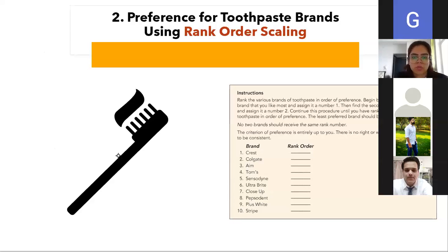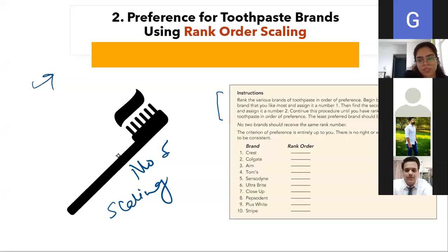So what we are doing here, we are asking for preference for toothpaste brands using rank order scaling. Read this instruction here: rank the various brands of toothpaste in order of preference. Begin by picking out the one brand that you like most and assign it a number 1. Then find the second most preferred brand and assign it a number 2. And continue this process until you have ranked all the brands of toothpaste in order of preference. So the least preferred brand should be assigned a rank of 10. Okay, so can you tell me how many scaling decisions one has to make here?